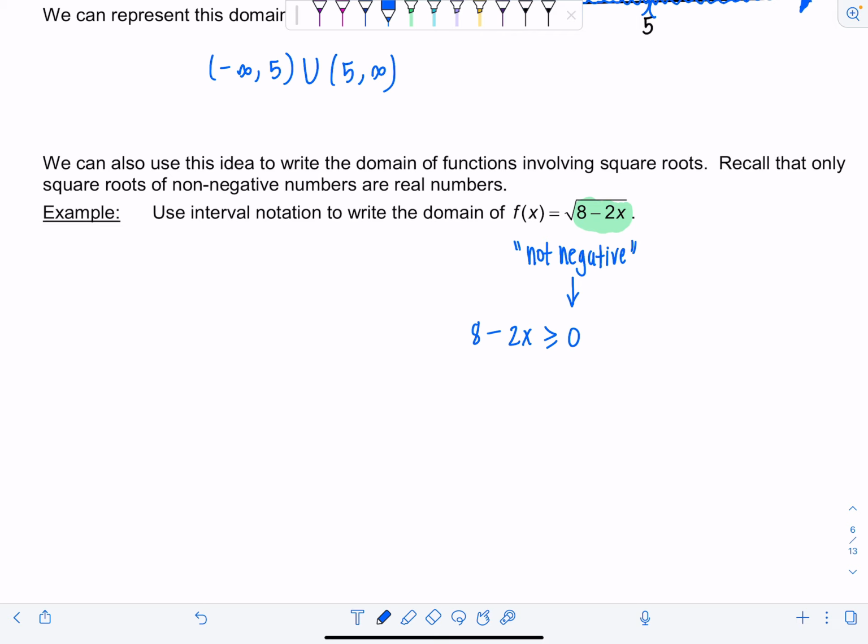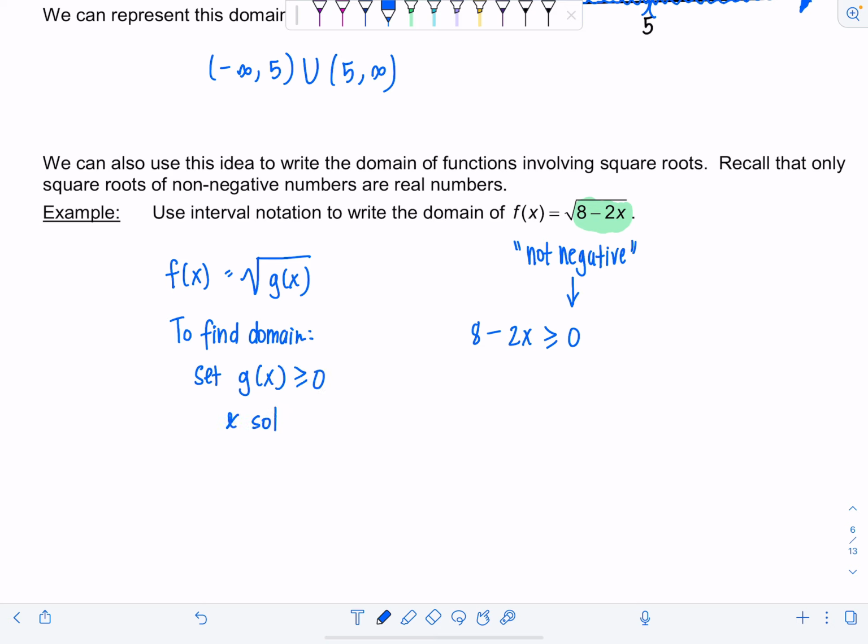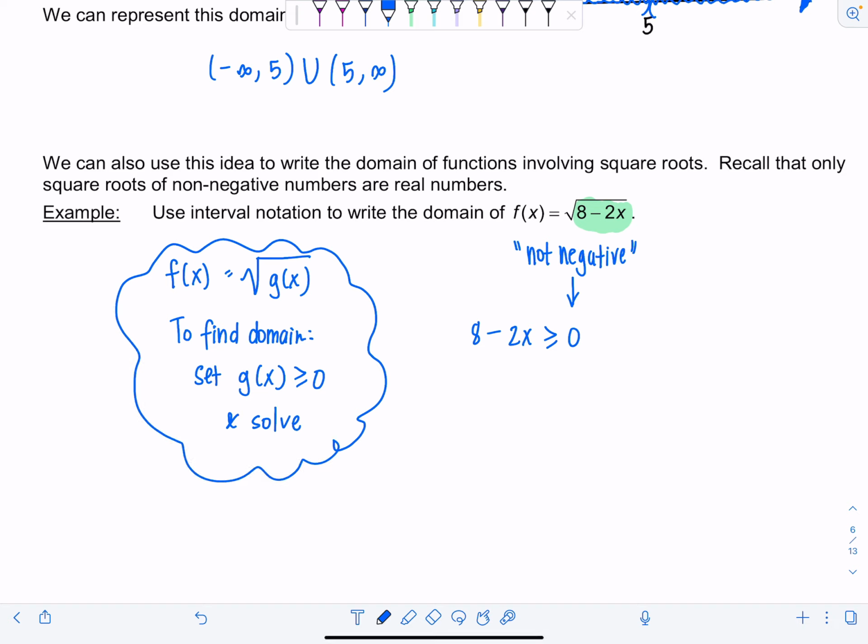And this is your general rule. If you have f of x equals the square root of g of x, to find the domain, you set g of x greater than or equal to 0 and solve. Okay? That's the general rule of thumb for square root functions or anytime the index is even.